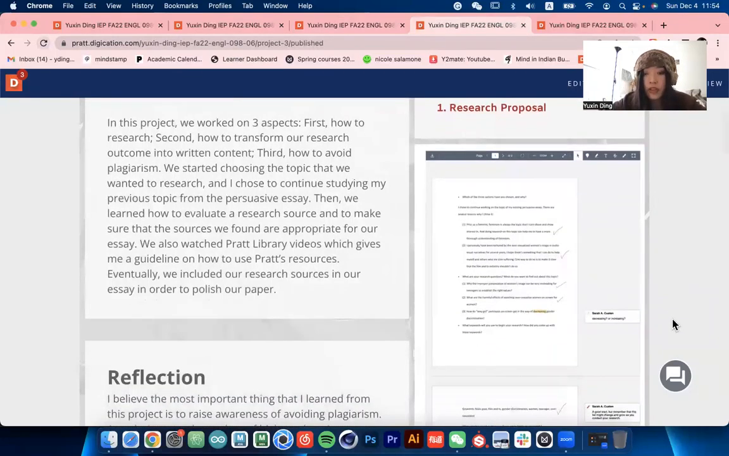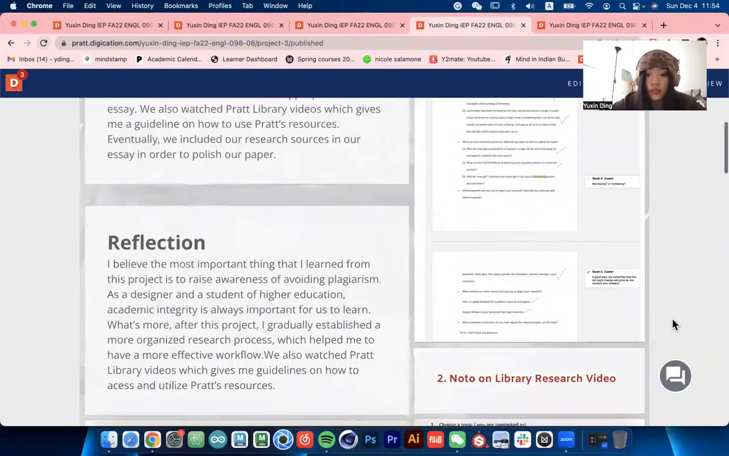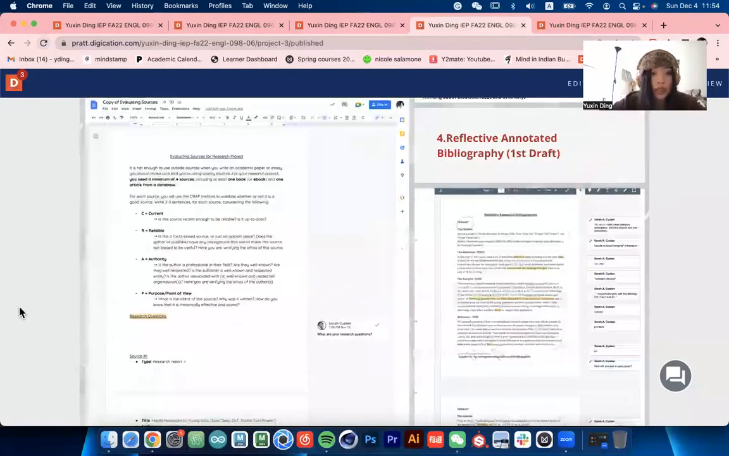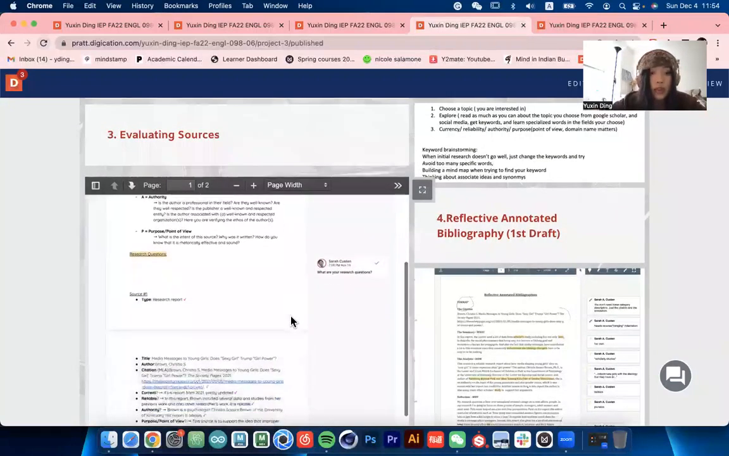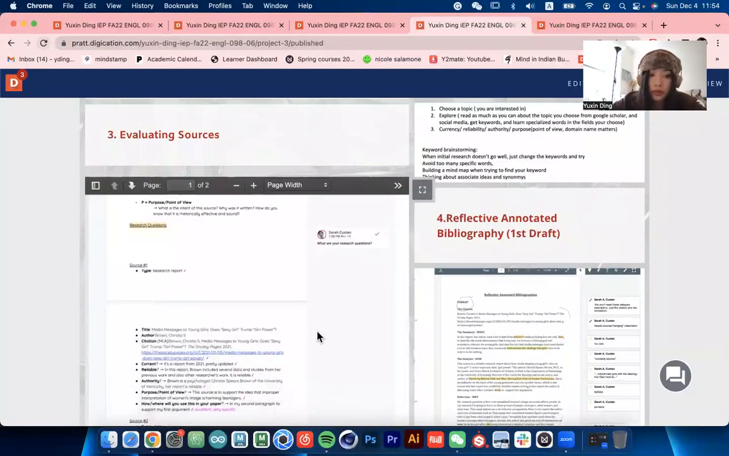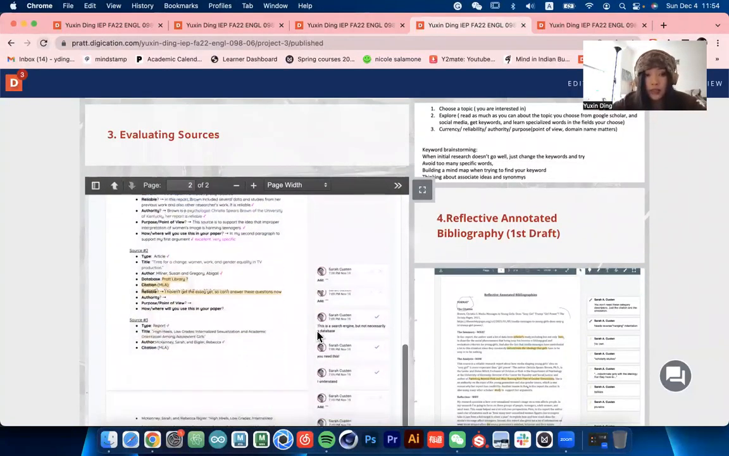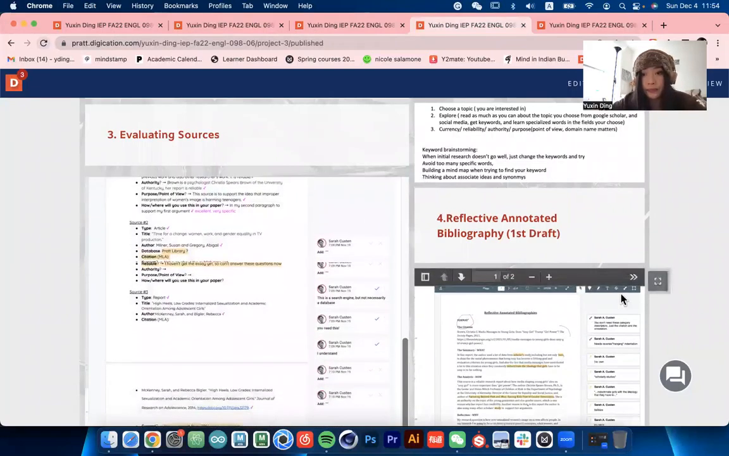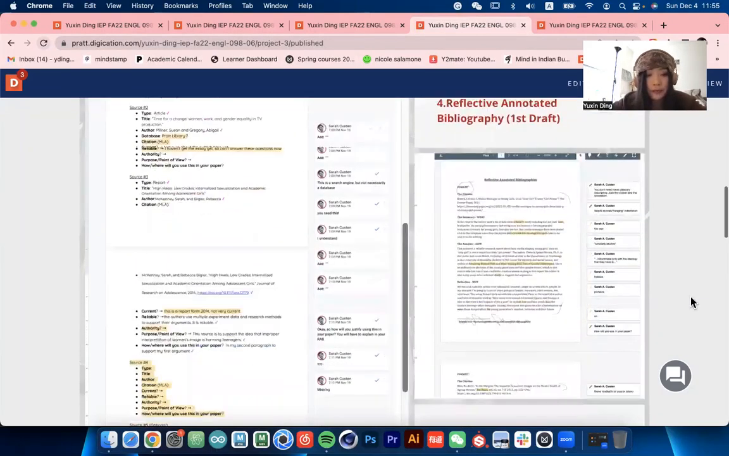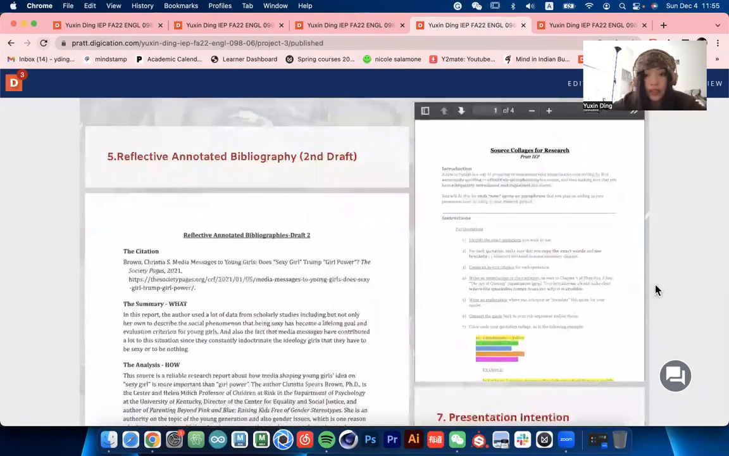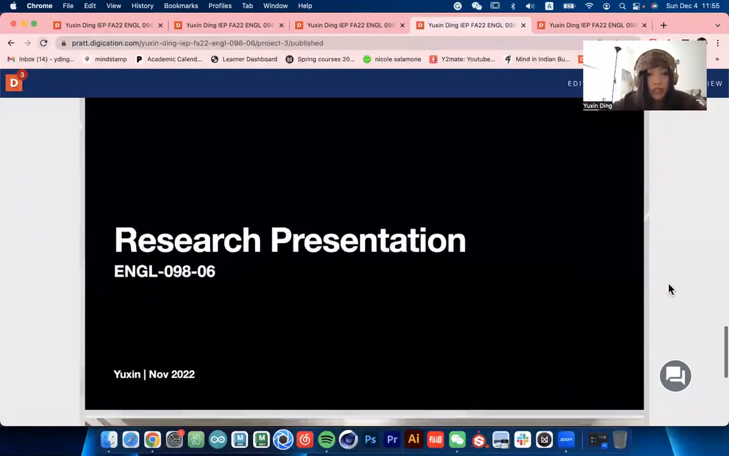And also, it's very important and useful that we learned how to evaluate the sources that we have, to see whether they are strong enough to support our argument, whether they are appropriate to be in our essays. And also, we wrote a reflective annotated bibliography, which definitely helped me to have a more effective research process and sources collage and presentation.